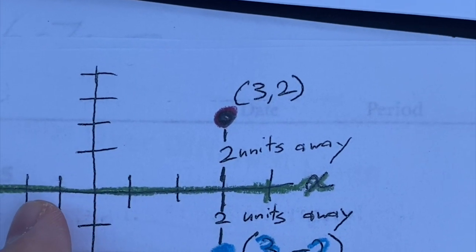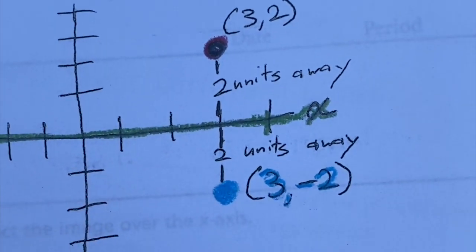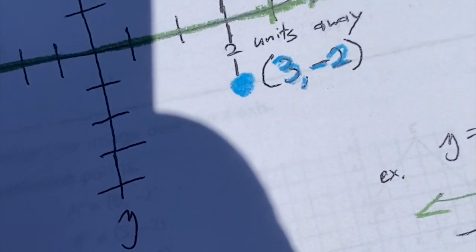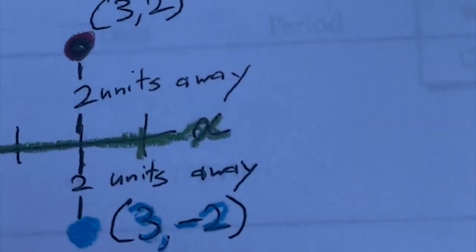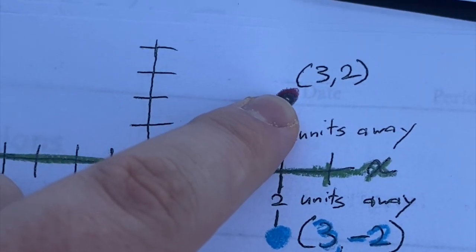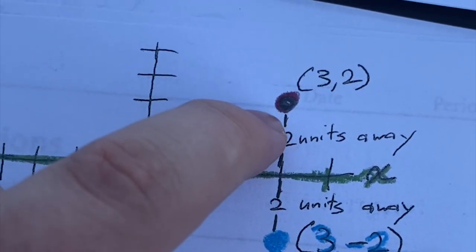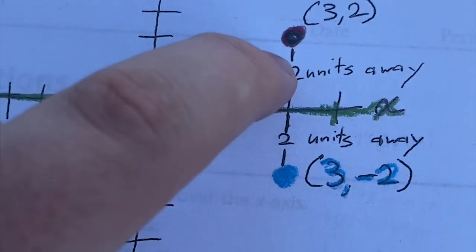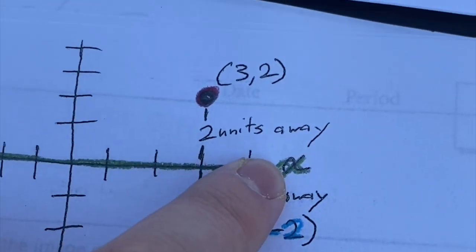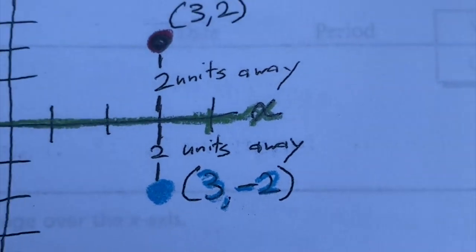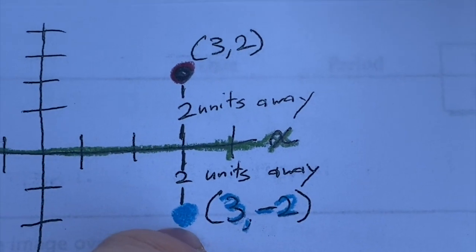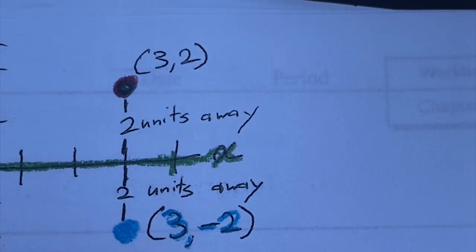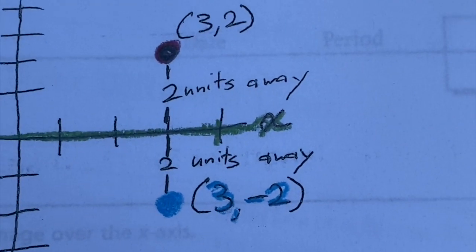The line of reflection is this green line, the x-axis, and the blue point is the resulting reflected image. If we count the distance from the red point to the line of reflection, it's 2 units away, or we go 2 units down and then we have reached the line of reflection. After that, we go the same number of units down, which is 2, and then we have our reflected image, which is (3, -2).